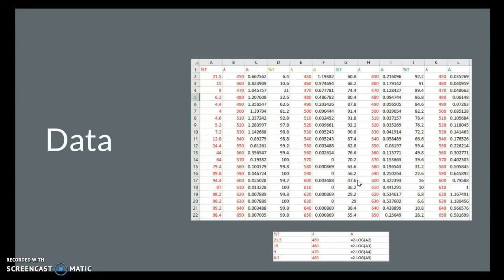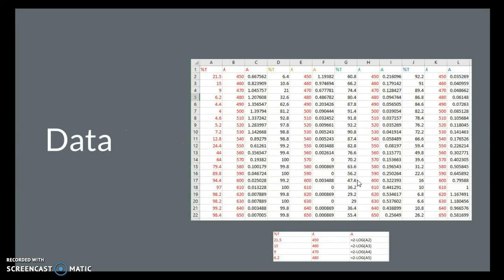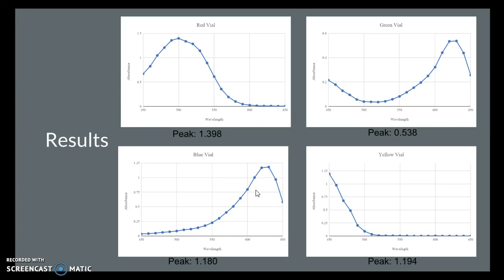Now the data from the percent transmittance was then put into a formula, which was 2 minus the log of the percent transmittance, and that's how we got the absorption. So absorption equals 2 minus the log of percent transmittance.